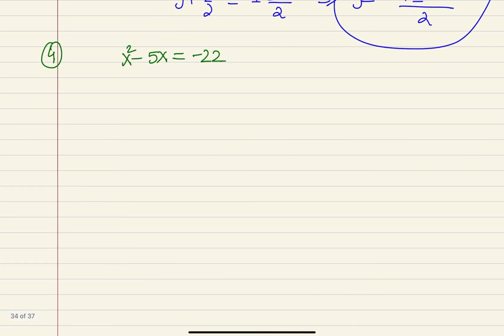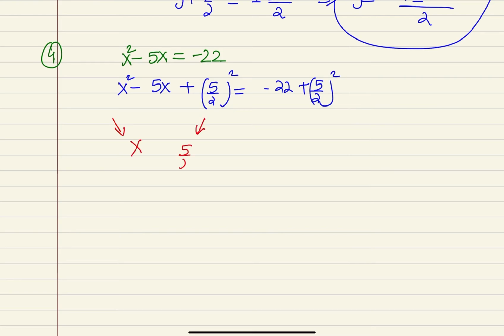Next example, x squared minus 5x equals negative 22. I already have the constant term on the other side, so we're going to go ahead and add half of the middle term squared to both sides. Left hand side, we bring the x in the parentheses, 5 halves in the parentheses, and the negative sign in there. And right hand side, we just have to simplify the fraction.